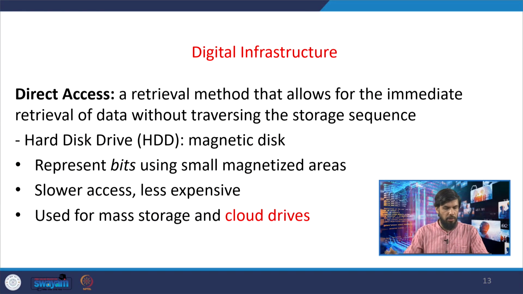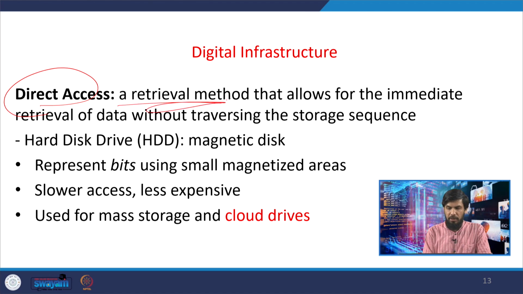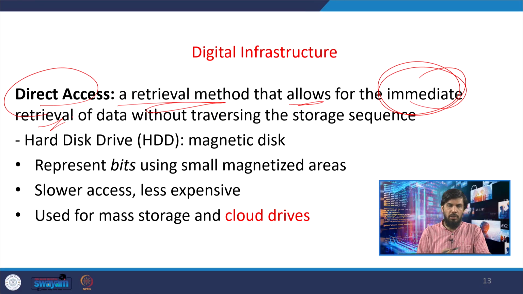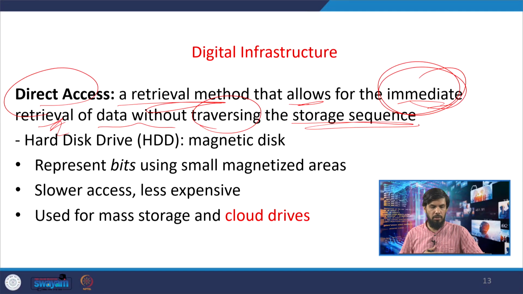The next one is direct access. What happens in direct access? This is a retrieval method that allows for immediate retrieval. The earlier one was slower sequential retrieval; now there is immediate retrieval of data without traversing the storage sequence. We are not dependent on traversal through the sequence. Therefore direct access is slightly faster than sequential access.